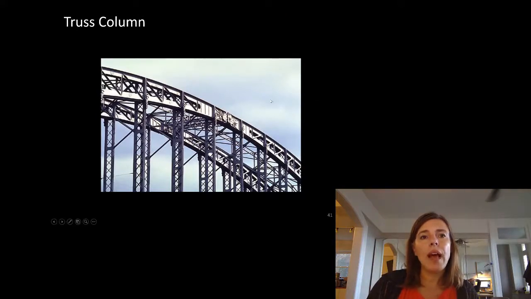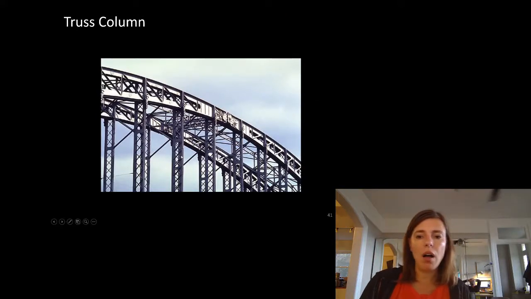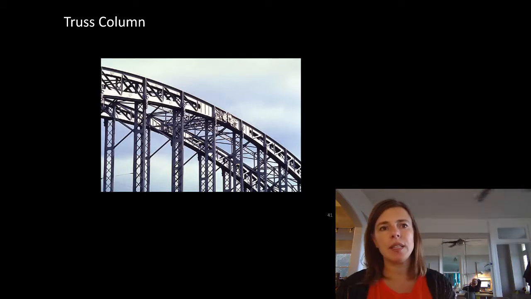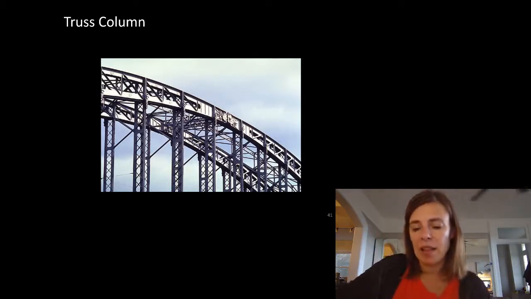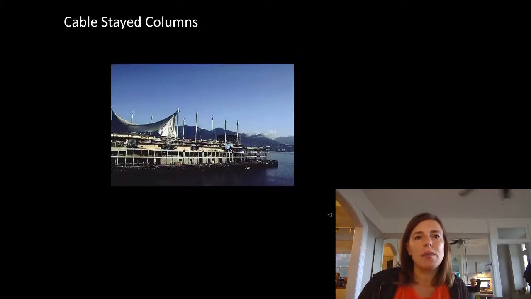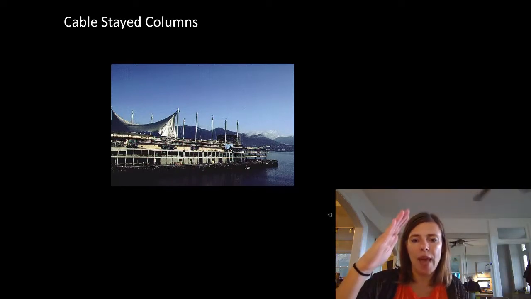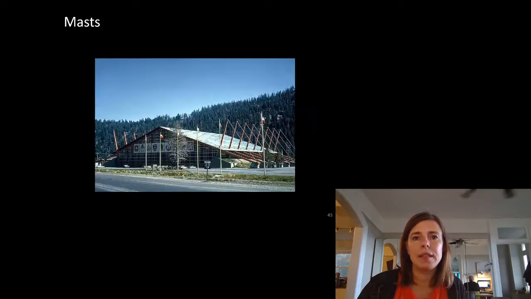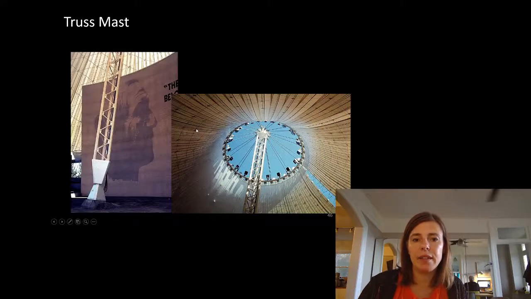And then you can even have truss columns. Again, not common. We don't do it very often, but you can do it. You can see this is a kind of a big scale element. Truss columns again. Cable stayed columns, so columns that are maybe at an angle. Masts, more masts. So again, they're cable stayed. And a truss mast.